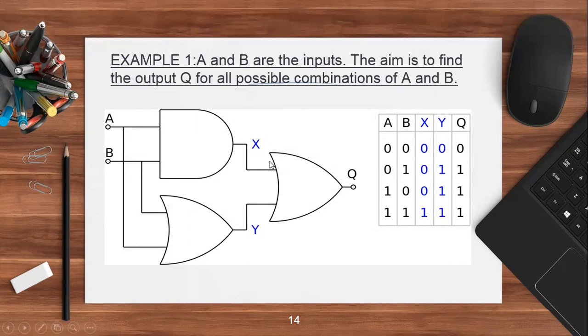Now Q. X and Y are the inputs of this OR gate. And as you know, an OR gate has three possibilities of on position, and one is Q. So the output is 0 when X and Y are both 0, and in all other states the output is at the on position.